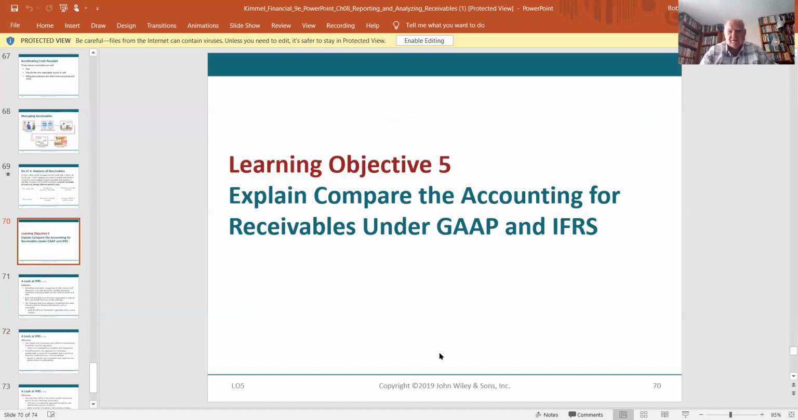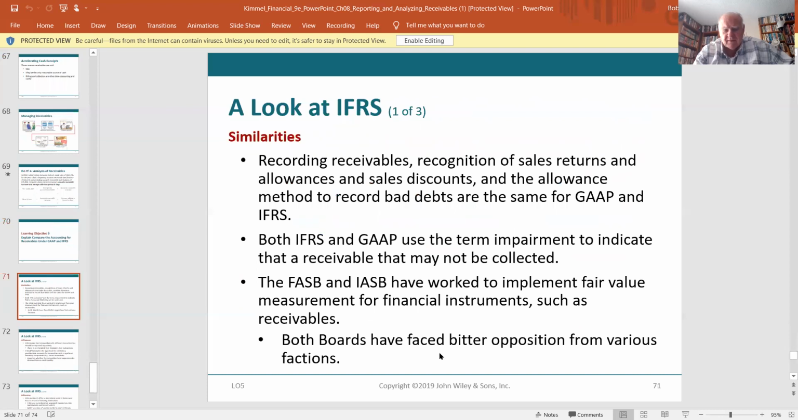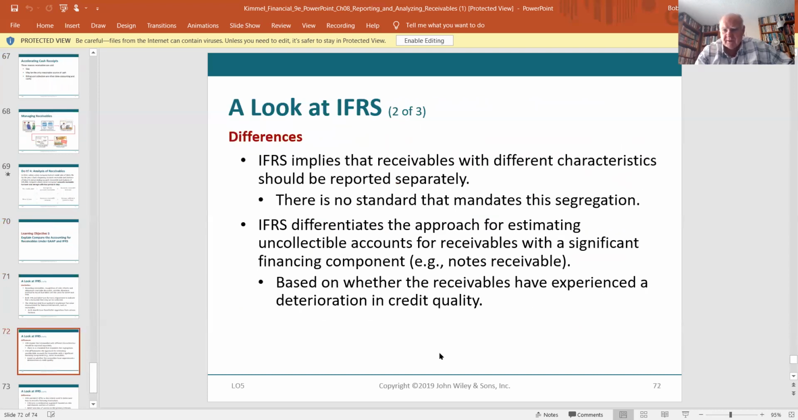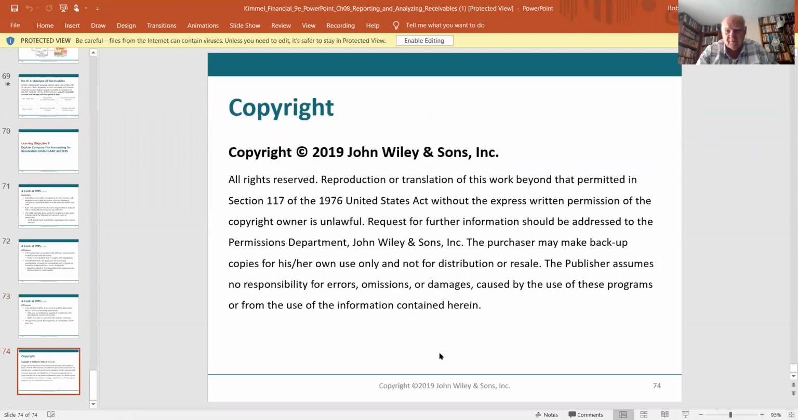And you know that I don't go into the international world much, other than urge you just to read through it and concentrate on the differences between GAAP and European accounting rules. Here they're saying internationally receivables with different characteristics are reported separately. And in our world, we don't do it that way. So just look at those differences. And that takes us to the end of our discussion.